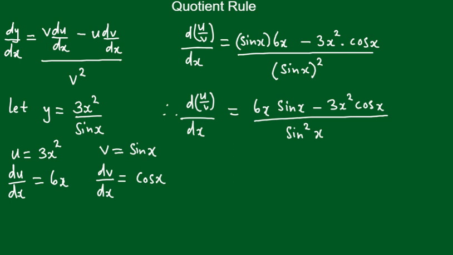So that's all you need to know on quotient rule. You just have to take the numerator as your u, then you find du dx, take the denominator as v, you find dv dx, and you substitute into the formula. So let's move on to the product rule.